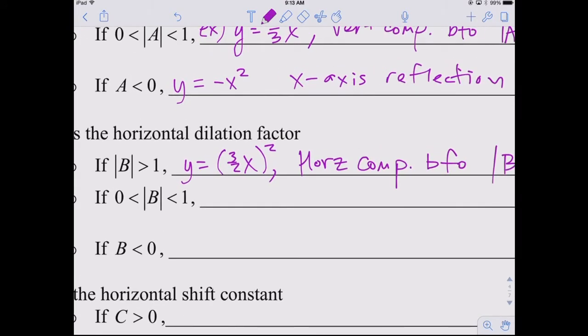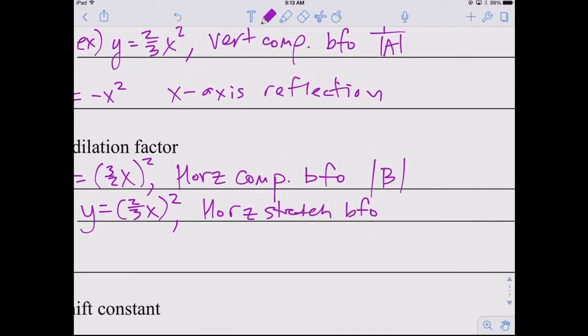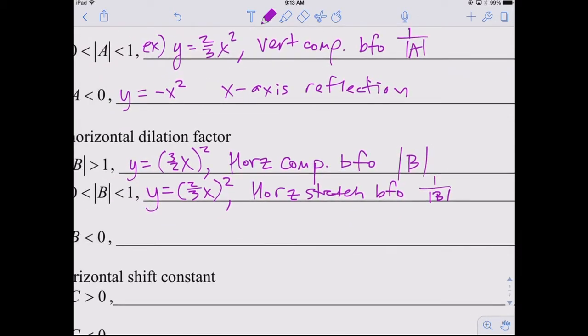But if B is between 0 and 1, like on the inside if we had 2/3 x before we squared it, that's going to be a horizontal stretch by a factor of not B, but the reciprocal of B. So in our example, if you see 2/3 x, it's not 2/3 as wide, it's 1.5 times wider, or 3 halves times wider.